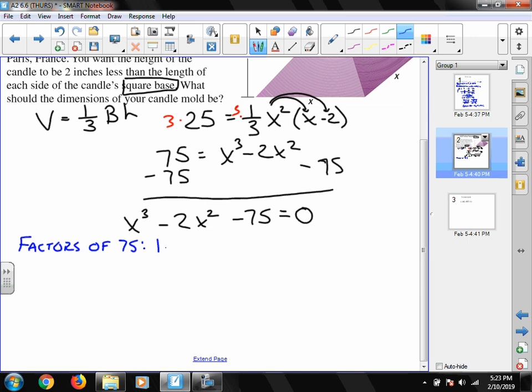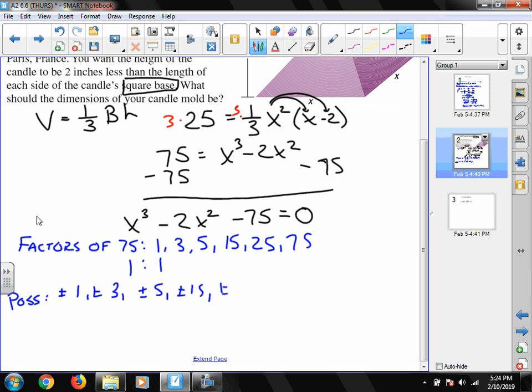Okay, obviously 1. What else do we have? 75 is divided by 3, 5, 15, 25, and 75. And I need factors of 1, which are 1. So my possibilities are plus or minus 1, plus or minus 3, plus or minus 5, plus or minus 15, plus or minus 25, plus or minus 75.